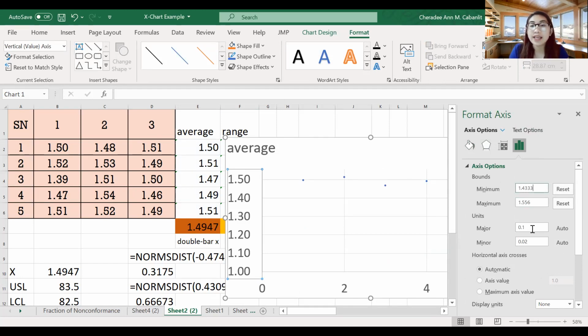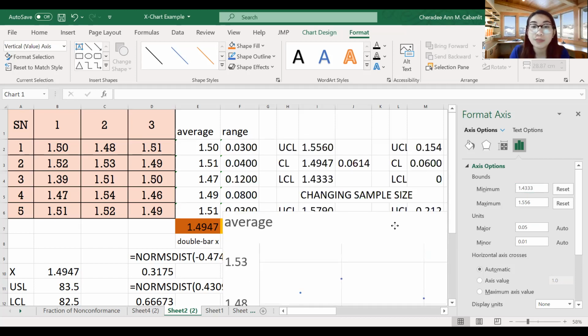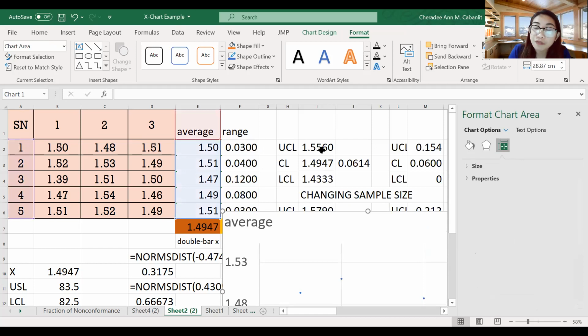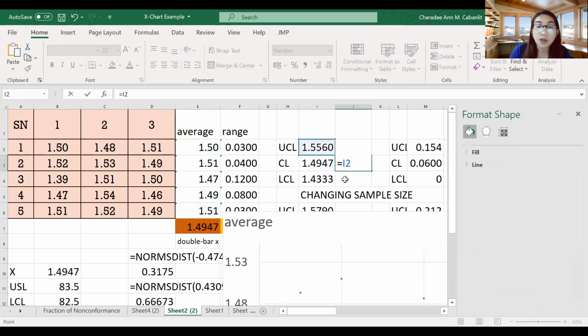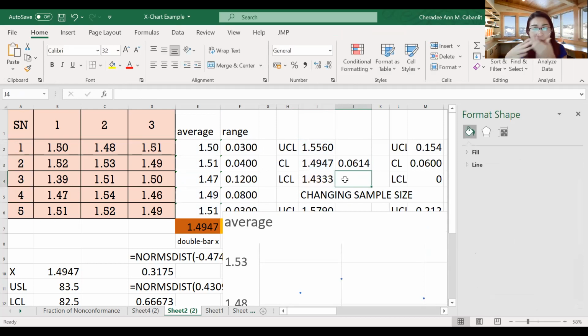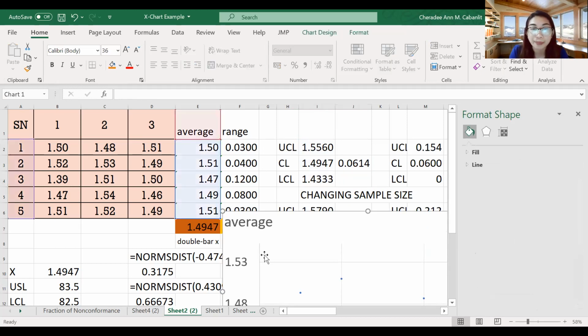1.4333. Now, ang next atong buhaton is the major difference. So, ang major difference is we will just subtract 1.5560 and CL. So, in that case, that's 1.55 minus 1.4947, 0.0614. If ato po ni subtractan sila, same ra gid na sila. Because same naman og gi-subtract sila, di ba? A to R man gihapon.